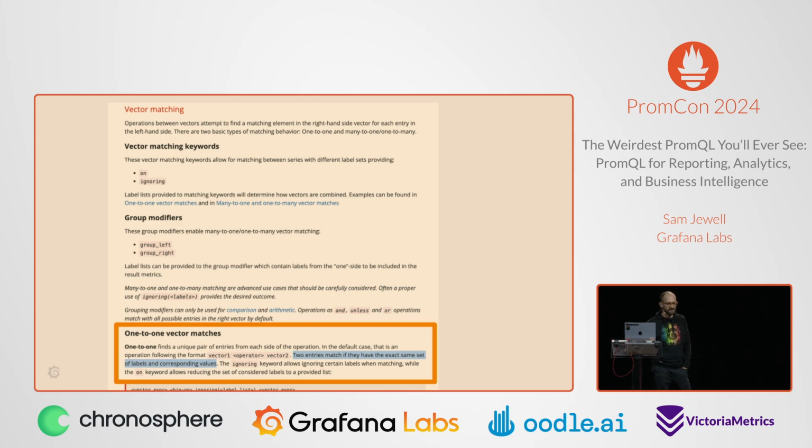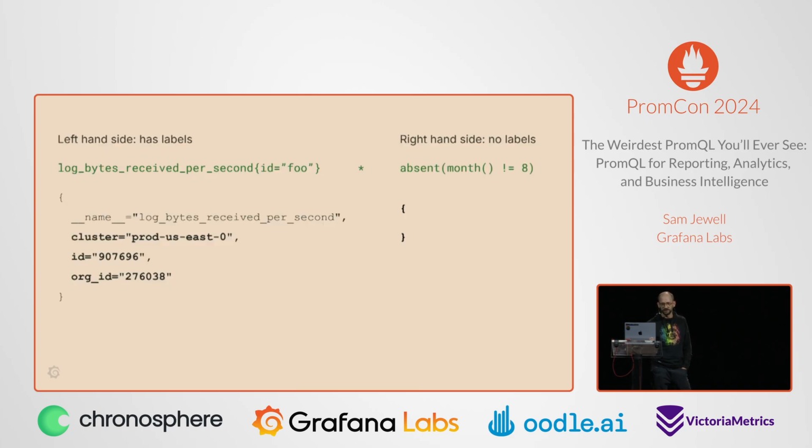So we must not have the exact same set of labels, presumably. So let's have a look. We've got our real metric on the left has like cluster ID, org ID, and on the right we have no labels. That's why it's not working.